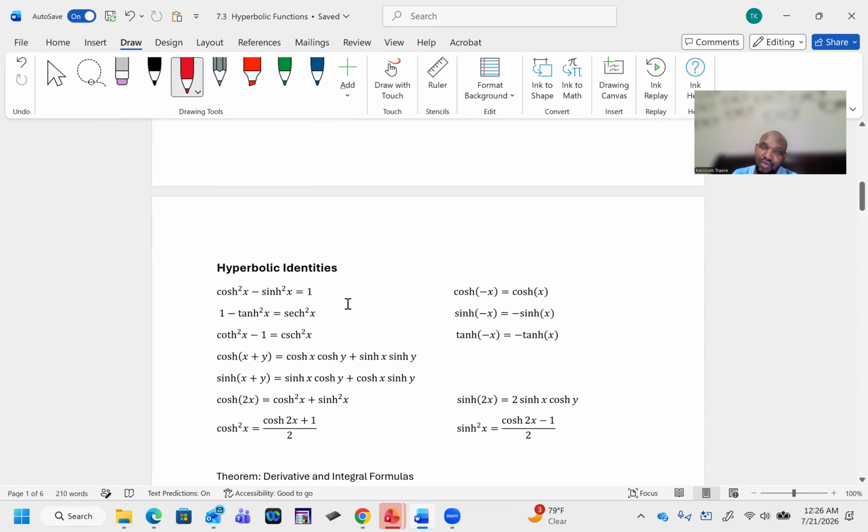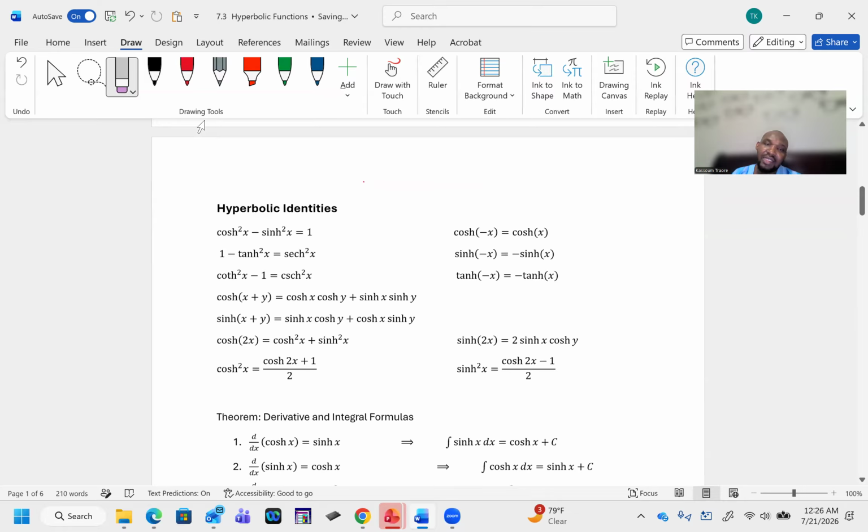But again, to prove the first one, what do you need to do? It means (e^x + e^(-x))/2, squared, minus (e^x - e^(-x))/2, squared, should give you 1. If you expand everything and combine like terms, you will see it will give you 1, and that's it. Okay? You can practice this algebra at home. But this is the hyperbolic identities.